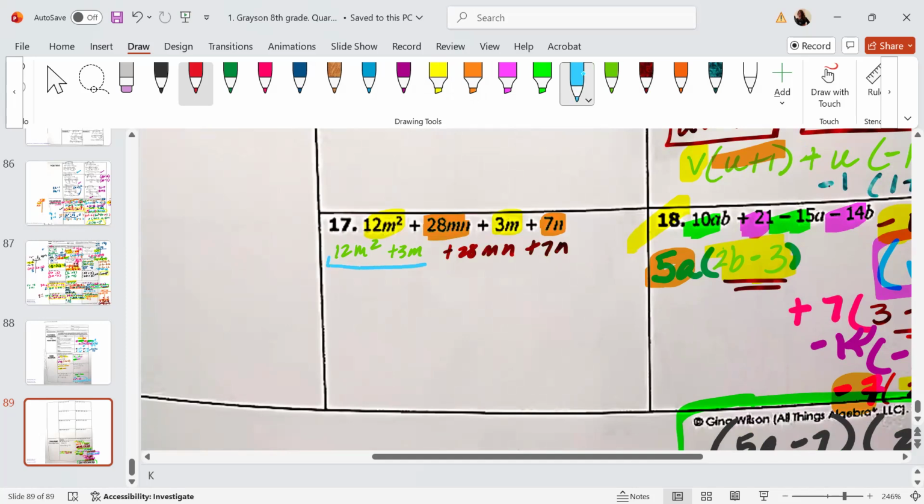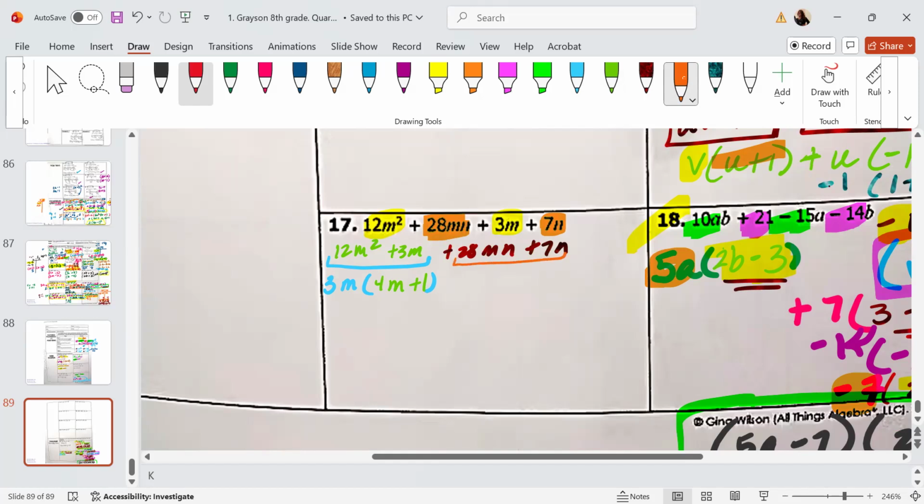Then when you look at the first one, what can you take out between 12m squared plus 3m? Can take out 4, 3. What goes back inside? There's no squared. Okay, so take out 3m. Yeah, so what goes back inside? Good.